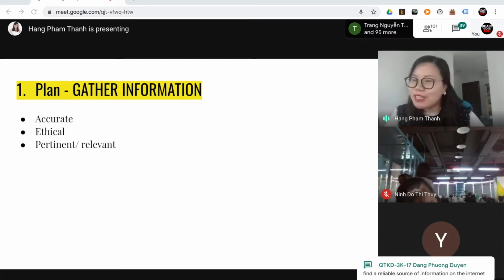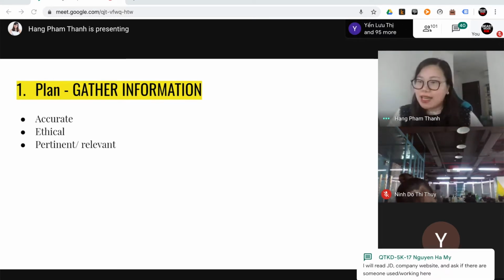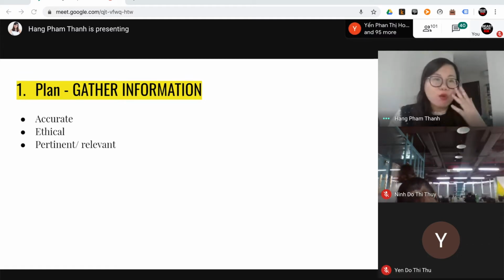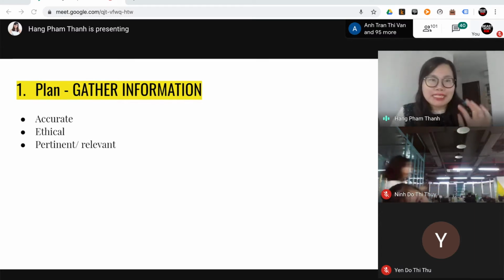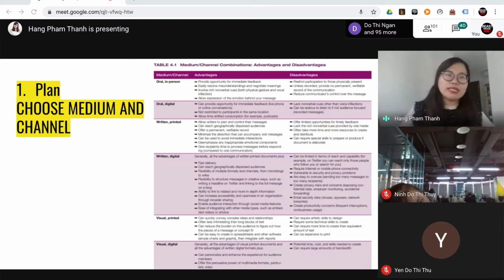Okay, so a lot of interesting ideas here. Again, we have many different ways of gathering the information, and based on each situation, we may be very creative in finding different means to gather the information. Thank you all for your comments. Again, you need to make sure that the information is accurate, ethical, and relevant. Moving to the next point.